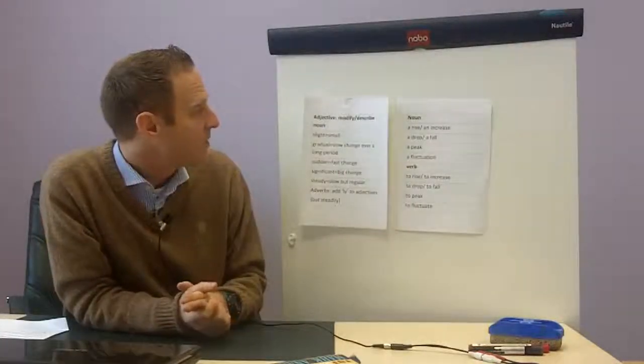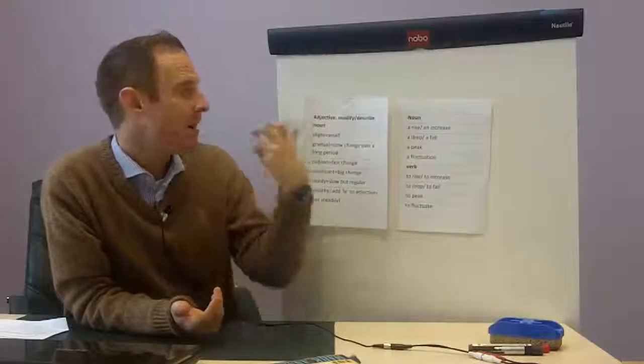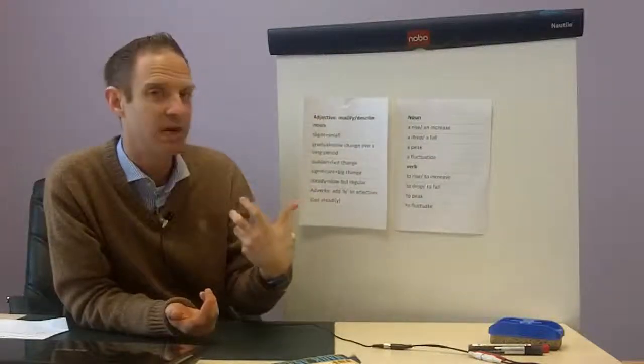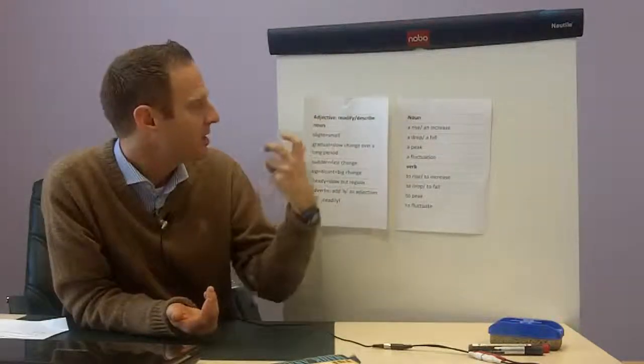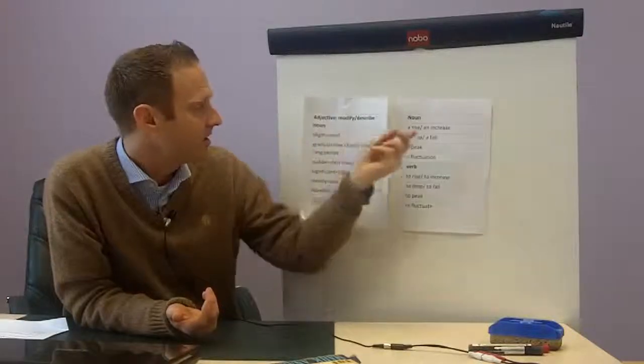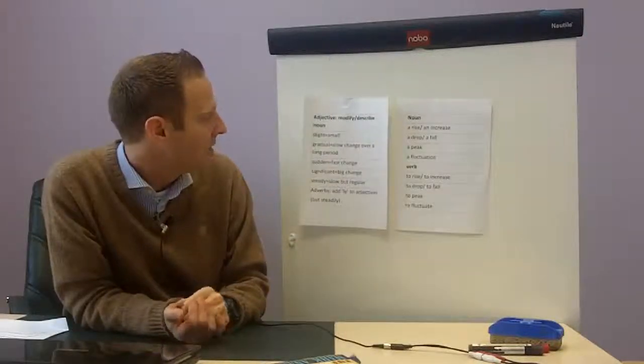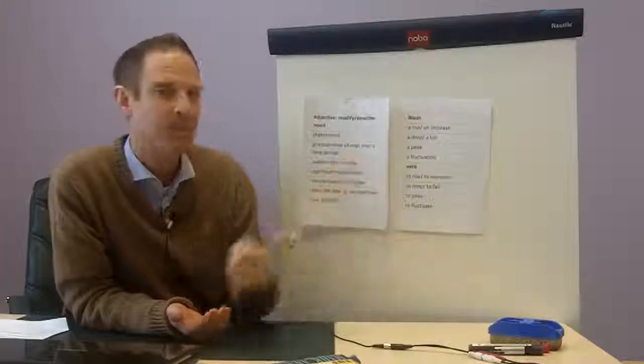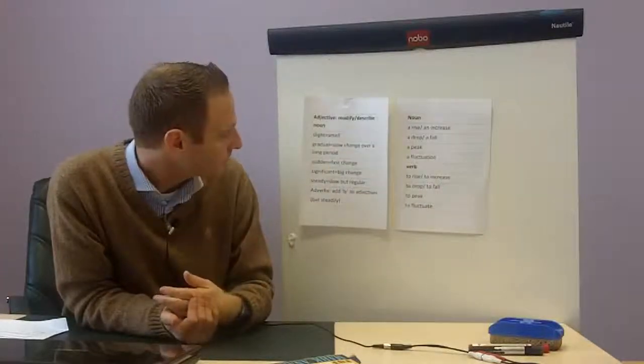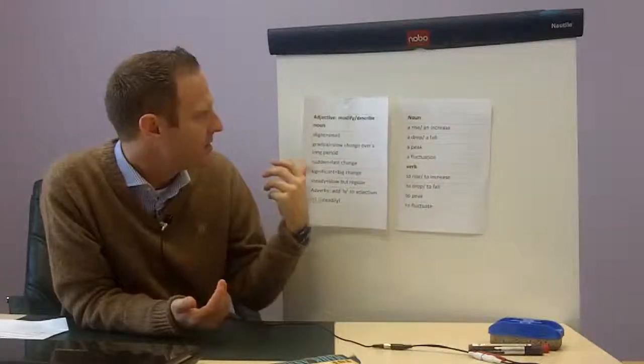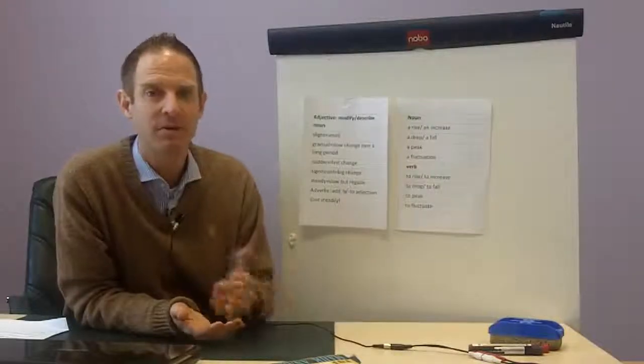Okay? So, for example, in English we often have an adjective before a noun, so you can say there was a slight increase, or a gradual drop, or a sudden fall in profits, for example.